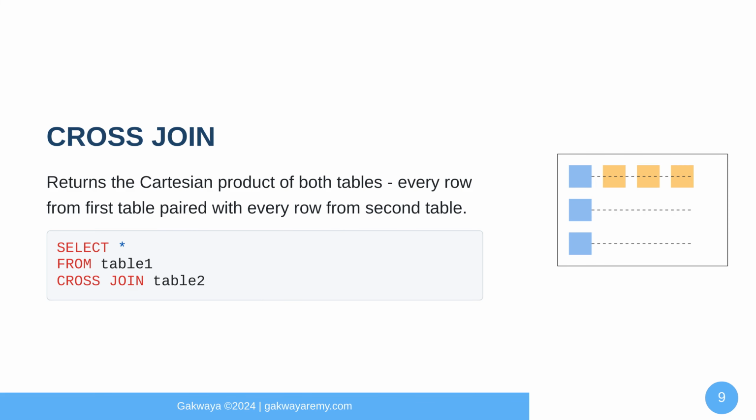The cross join is a special type of join that creates every possible combination of rows between two tables. While it might seem unusual, it's actually quite useful in specific scenarios. For example, if you have a table of products and a table of sizes, a cross join would create all possible product size combinations. Be careful though, the result set size is the product of both table sizes, so it can get very large very quickly.